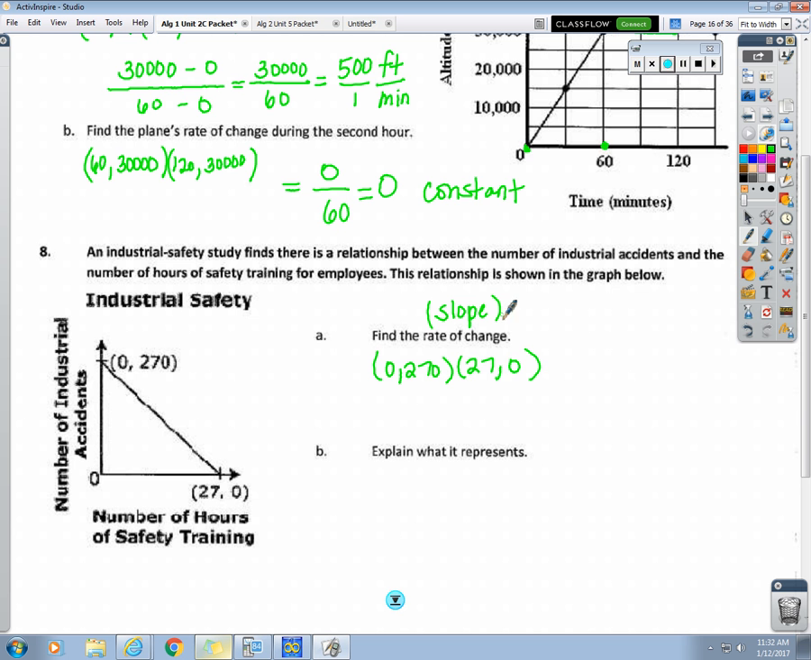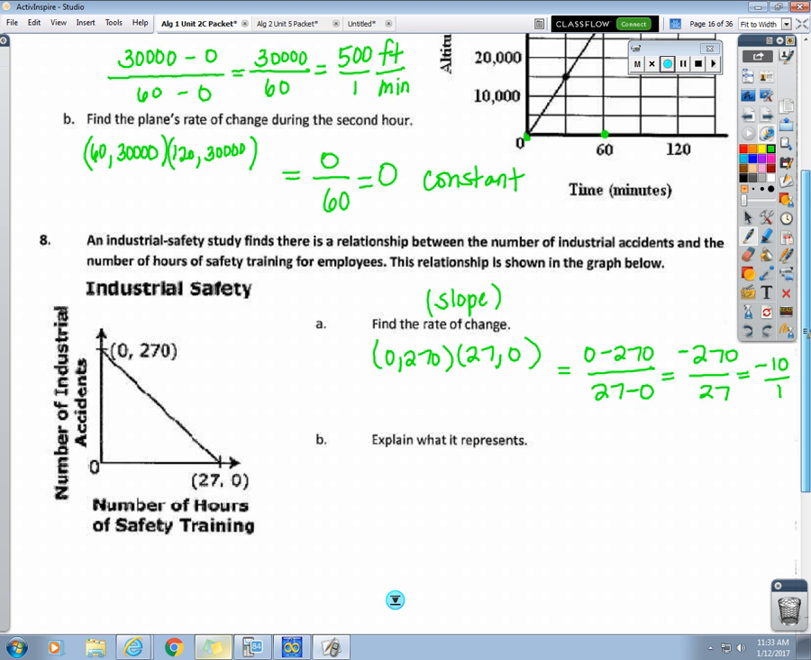Now, it doesn't matter which point you label what. This could be x1, y1, or this could be x1, y1. It doesn't matter as long as you plug it in correctly. So if I'm using this as my y2, it'll be 0 minus 270 over 27 minus 0. That becomes negative 270 over 27, which simplifies to negative 10. And isn't it technically over 1? Sometimes writing that over 1 will help you understand what it means. What does that negative 10 over 1 mean?